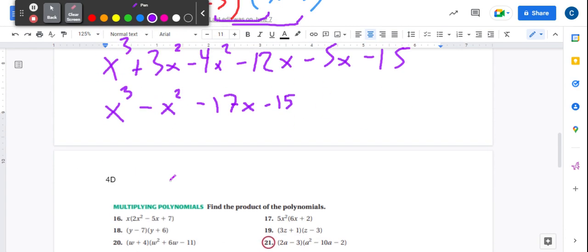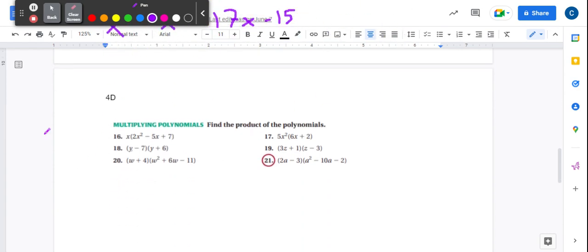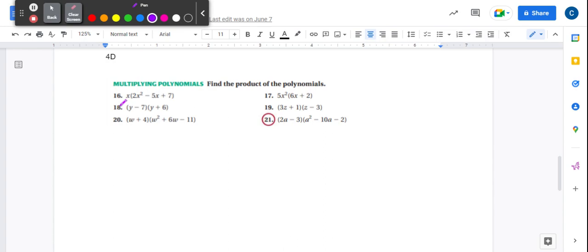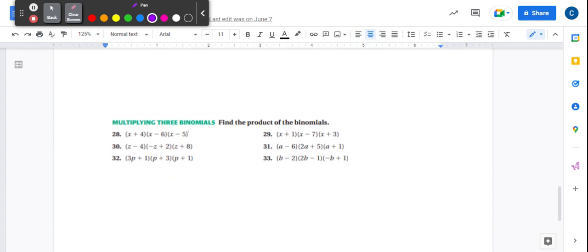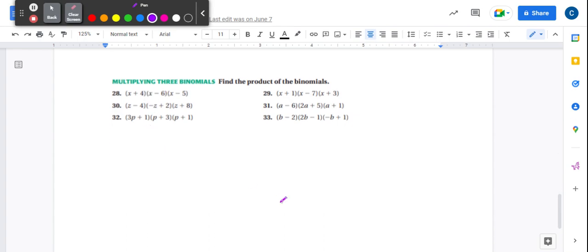All right, that's multiplying polynomials right there. So you guys can go ahead and do these 6 problems down here, finding the product of the polynomials there, simplify them down. And then down here, we have 3 binomials there, kind of like what we just did. You go ahead and knock those problems out as well. Let me know if you have any questions.